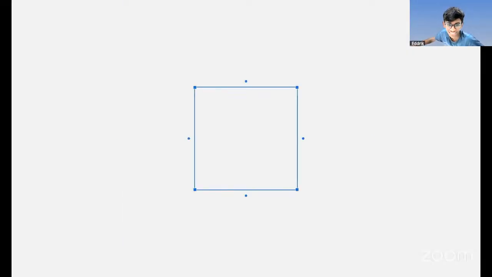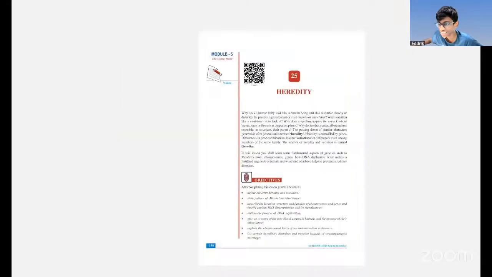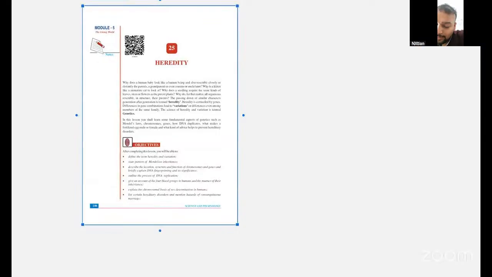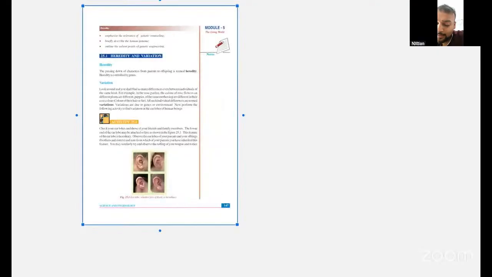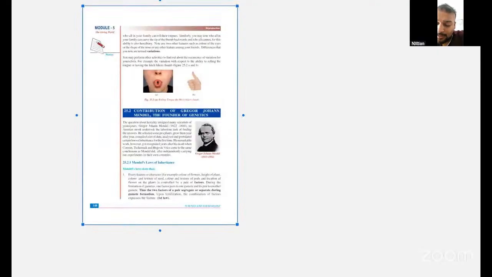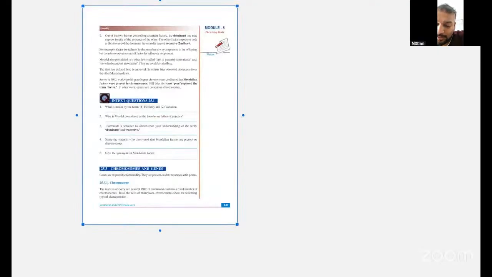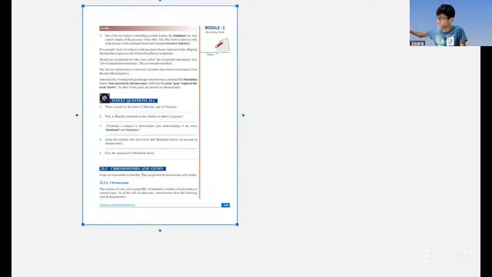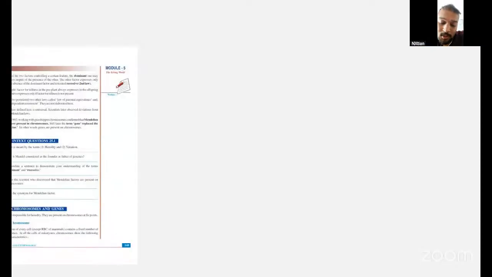So what chapter were we doing? Chapter number 25. Heredity we were doing, and we did that capital T is the dominant allele and small t is the recessive allele. Now the first law was the law of dominance.